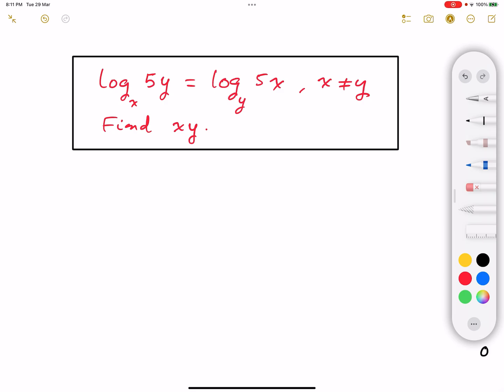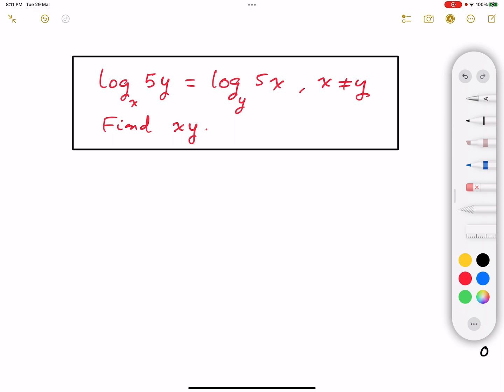My name is Mohammed. I'm going to teach you today how to solve this problem. The problem is that we have the logarithm of 5y base x equals the logarithm of 5x base y, where x is not equal to y. And the question is asking us to solve for the product xy.